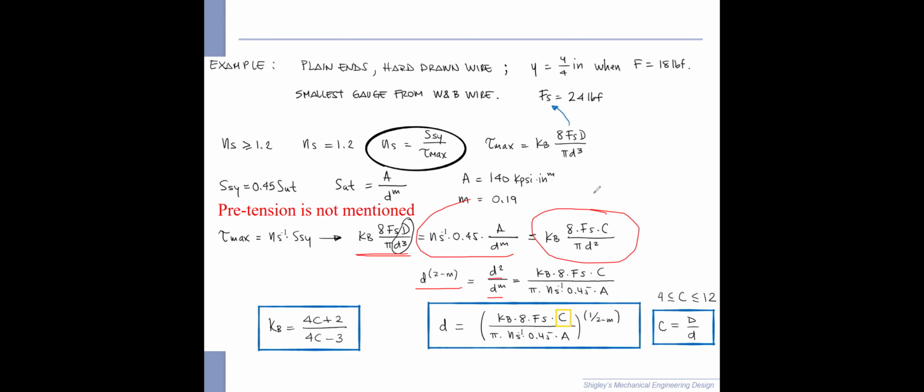We can rearrange this equation to get this. Therefore, the ratio of this term will equal this term. So of course we know the KB, we already know that, and the wire diameter and the spring index here.